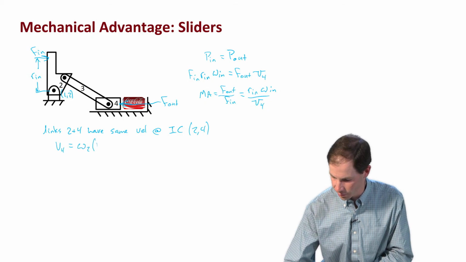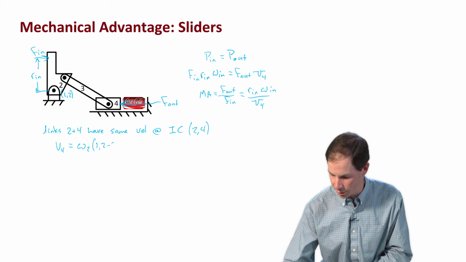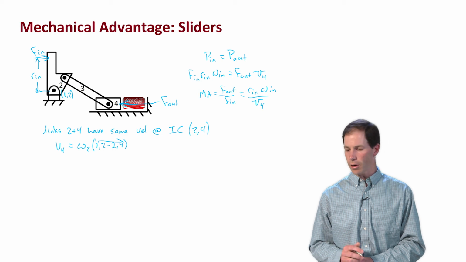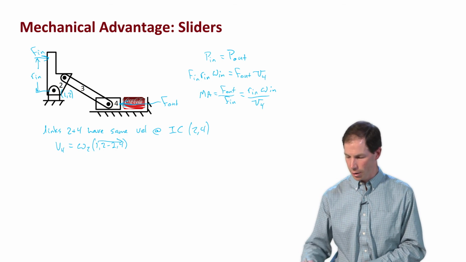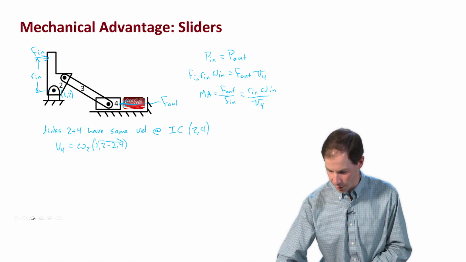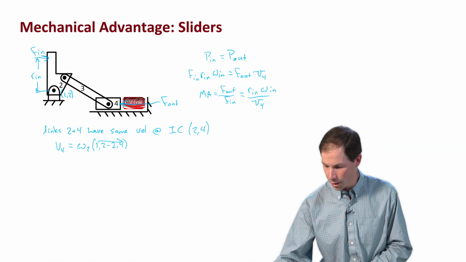All right, so I can say velocity of 4 is just equal to omega 2 times its distance from instant center 1, 2 to this common instant center 2, 4. All right, so I've already found 1, 2. How about 2, 4? I don't have that one yet. So let me flip over to a different color and let's find our instant centers for this mechanism.